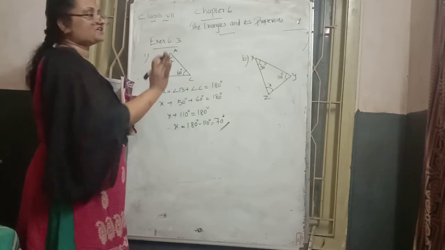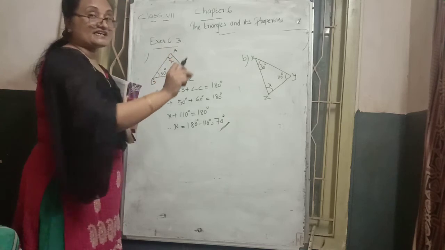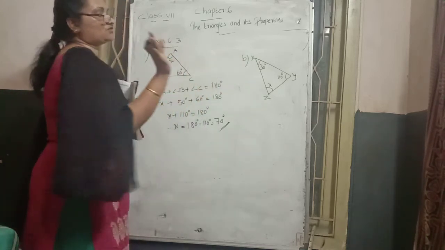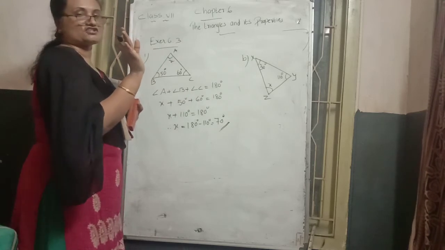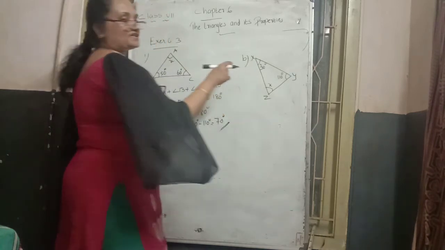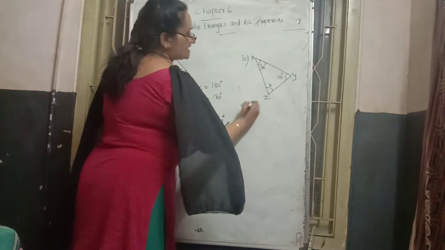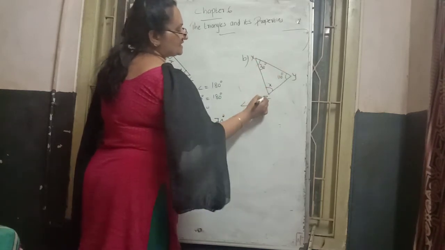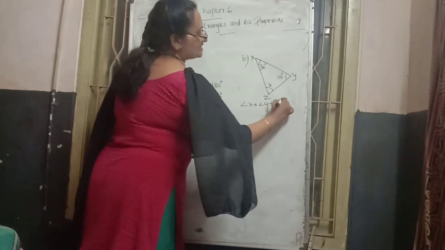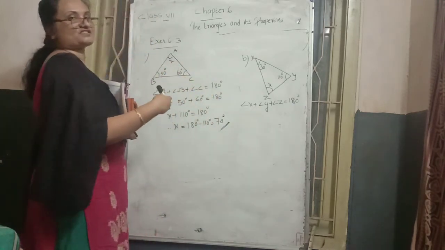That's why we identify which property we apply here: the angle sum property. If any side is extended to the outside, there you apply the exterior angle property. Here no side is extended to the outside. That's why we apply the angle sum property here. The angle sum property says the sum of three angles becomes how many degrees? What are the angles there? Angle X, angle Y, angle Z. So we can write angle X plus angle Y plus angle Z is equal to how many degrees? 180 degrees.